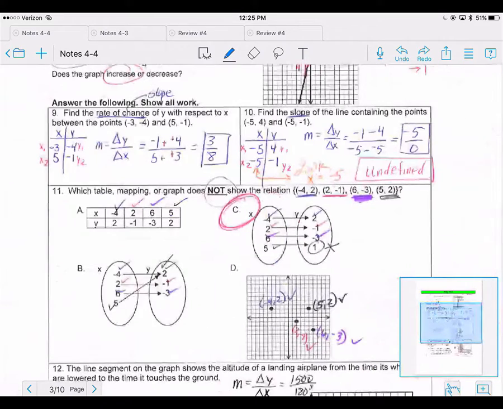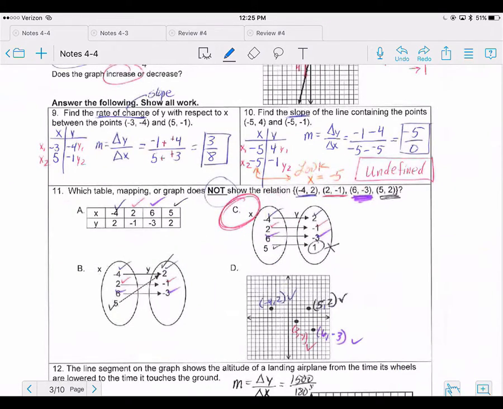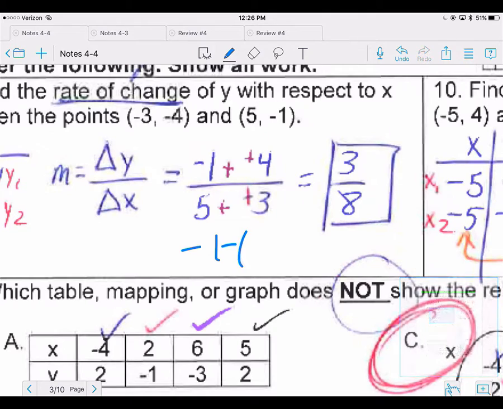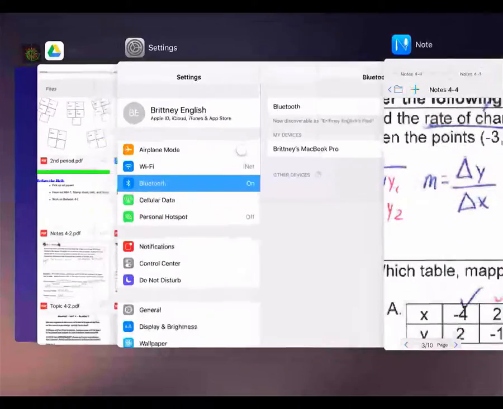9 and 10, you were supposed to find the slope by hand. If you put it into stat edit, you should have gotten 3/8. If you did it by hand, -1 minus -4, we slash and dash. 5 minus -3. So if you got 3 halves or 5 halves, it's because you did not slash and dash. Remember, when you have -1 minus -4, you can put this into your calculator just like we wrote it.